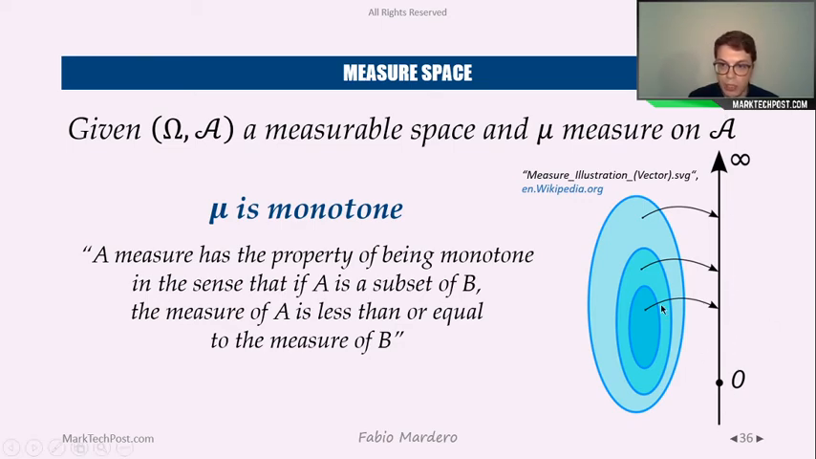Here we go. That's our ruler, and those are the sets that we want to measure. Since this is bigger and this small one is a subset of the bigger one, the measure of the smaller is less or equal than the measure of the bigger one.